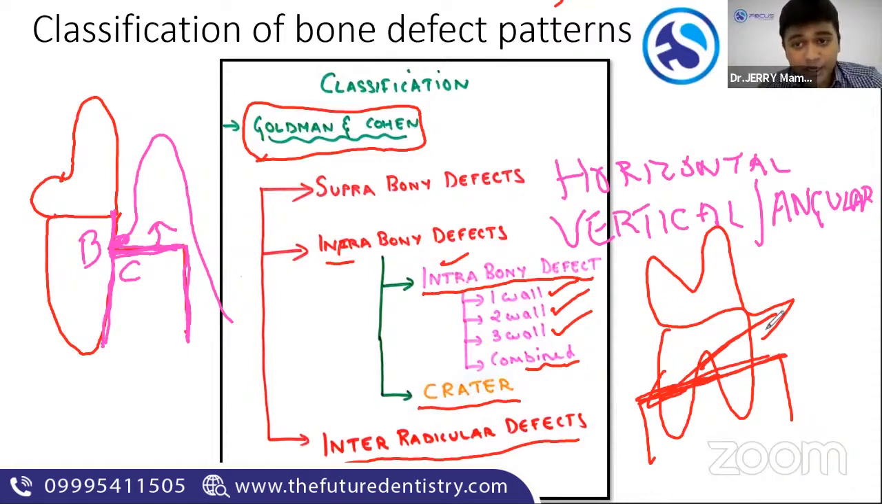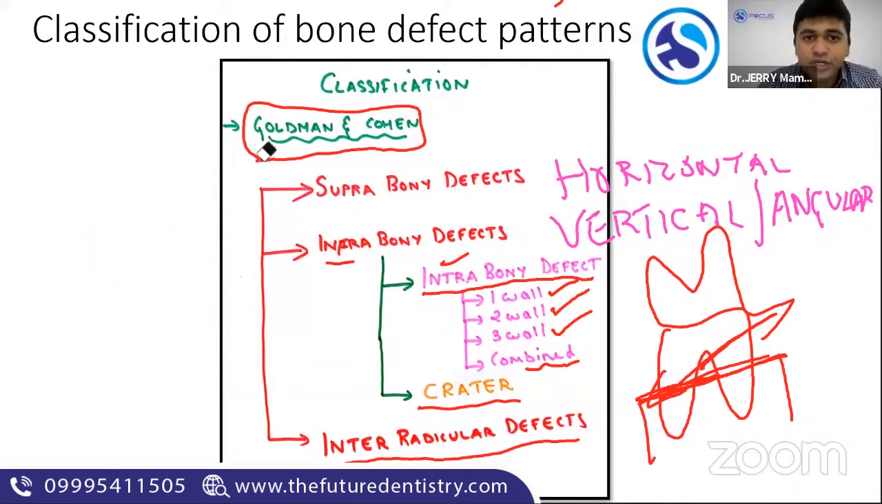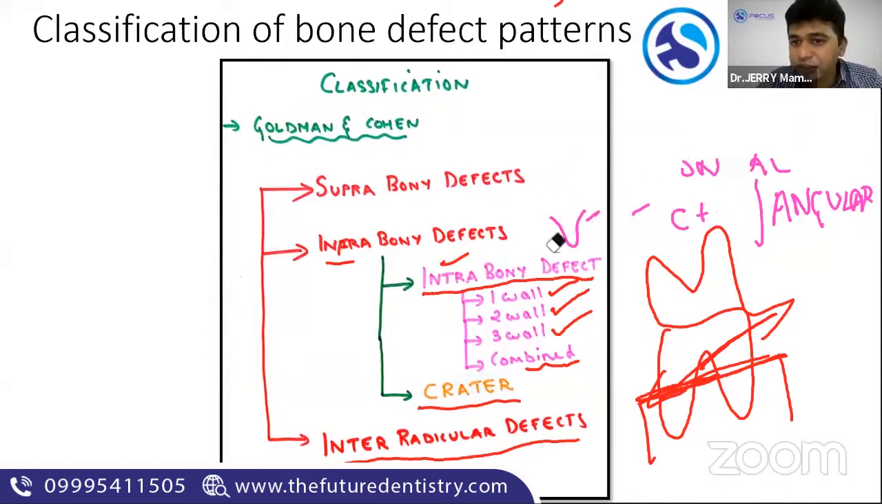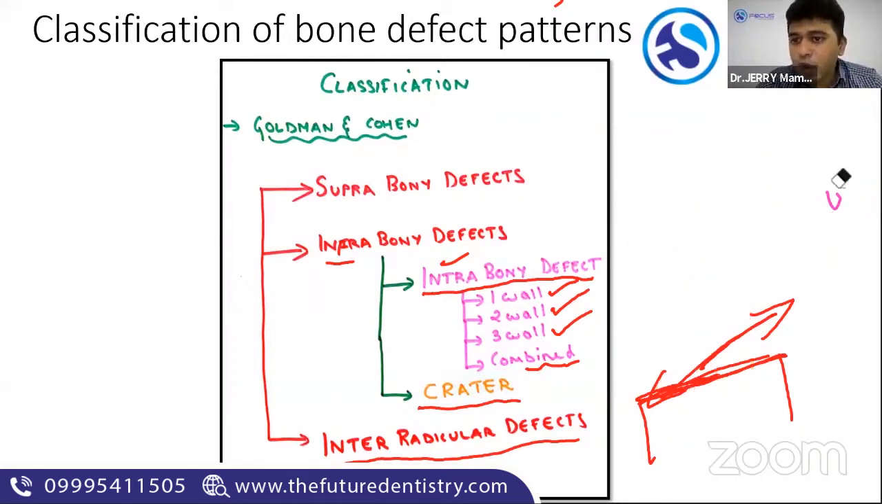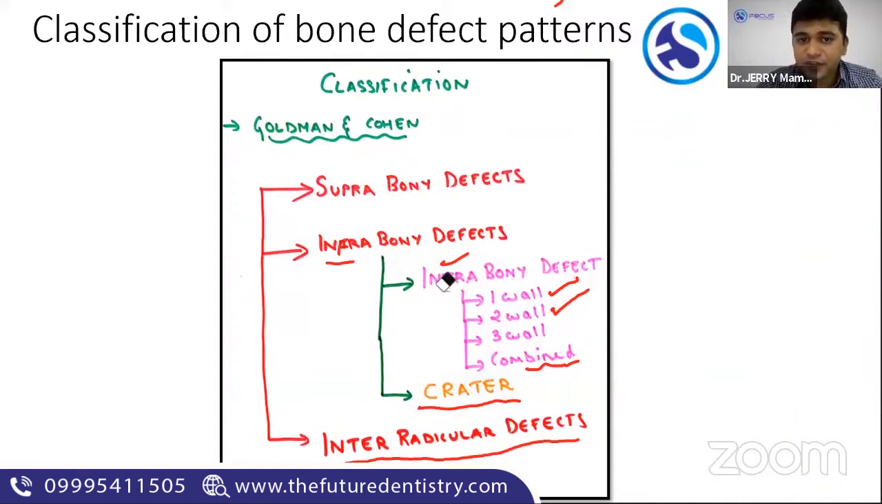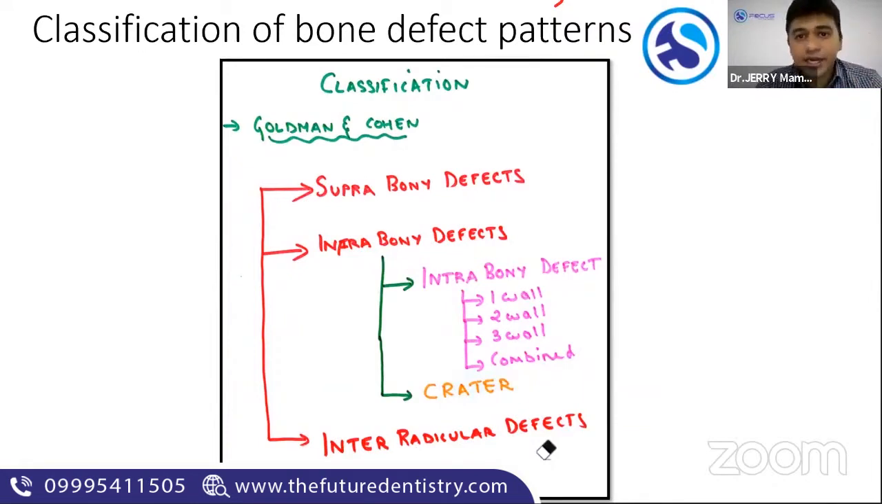And that is again subdivided or classified more. We will come to that. But these are the three major classifications. Is this clear? Suprabony defects, infrabony defects, and interradicular defects. This is what you should first get into your head. Now we will go into detail one by one. How do you differentiate among all this? I hope the first major classification is clear.